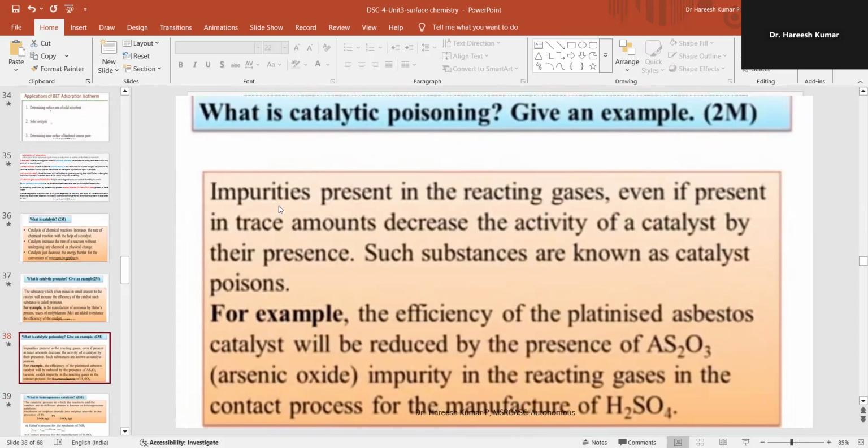Let's look into what catalytic poisoning is. Give an example. Impurities present in the reacting gases, even if present in trace amounts, decrease the activity of the catalyst by their presence. Such substances are known as catalytic poisons. For example, the efficiency of the platinized asbestos catalyst is reduced by the presence of arsenic oxide impurity in the reacting gases in the contact process of the manufacture of sulfuric acid.